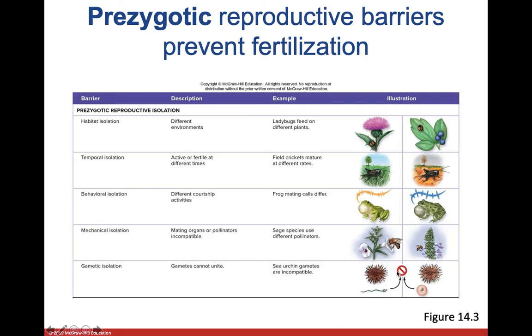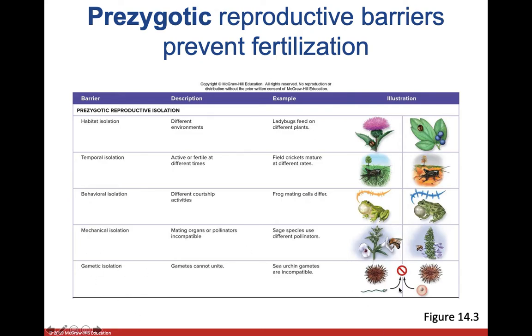So you're in the same area, you reproduce at the same time, you sing the right songs, you use the same time of day to reproduce, you're in the same habitat, but you can't come in contact with your reproduction because your pollinator is not going to come in contact with each other, or you just can't mate because your reproductive organs just don't line up with one another. Now the next one is going to be gametic isolation.